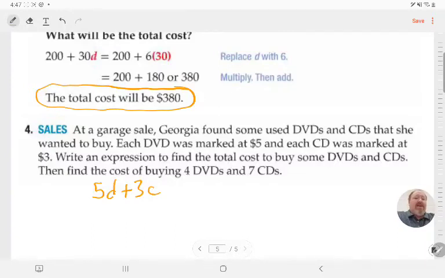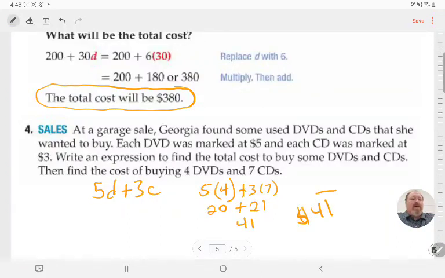Then it says she wants to buy 4 DVDs and 7 CDs. So how much is that going to cost? Well, we know it's 5 times, we can put 4 in for our D, plus 3, and we can put 7 in for our CDs because she's buying 7 of them. And we do our order of operations. 5 times 4 is 20, plus 3 times 7 is 21. Now we can add, and that gives me 41, or $41 total. Okay?